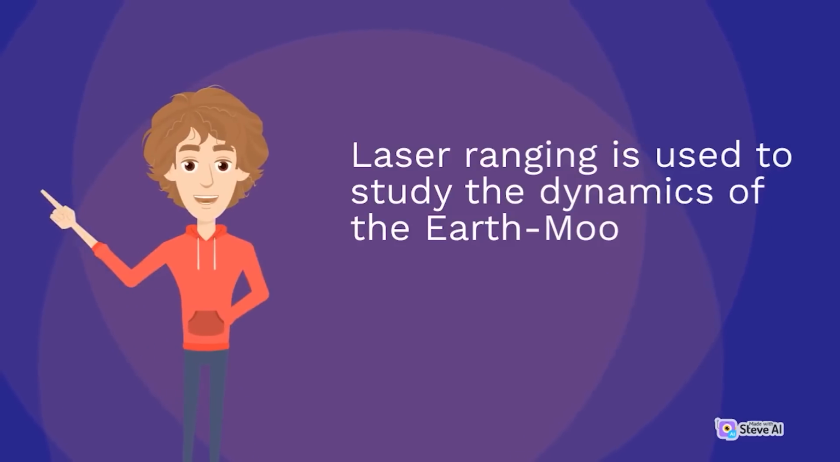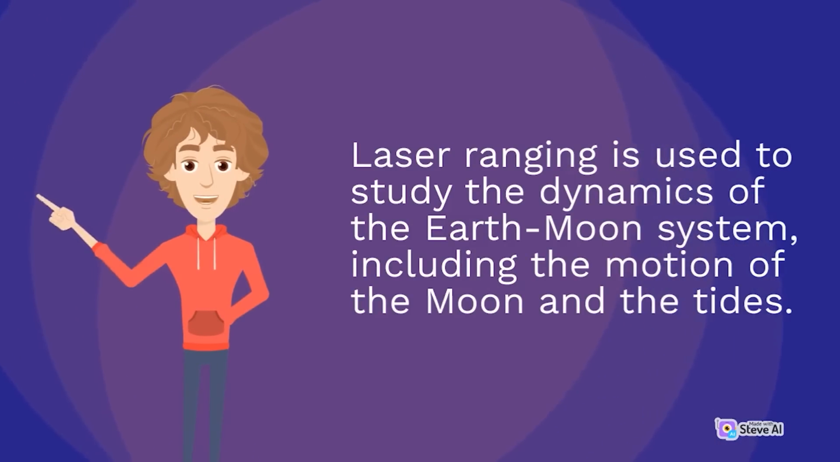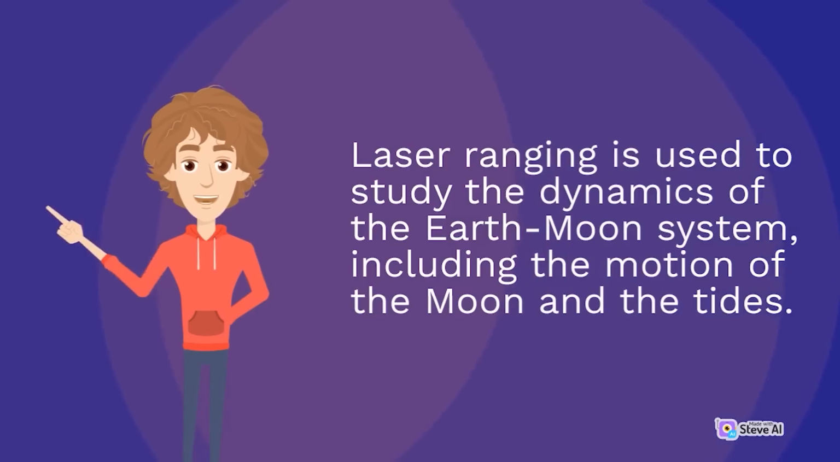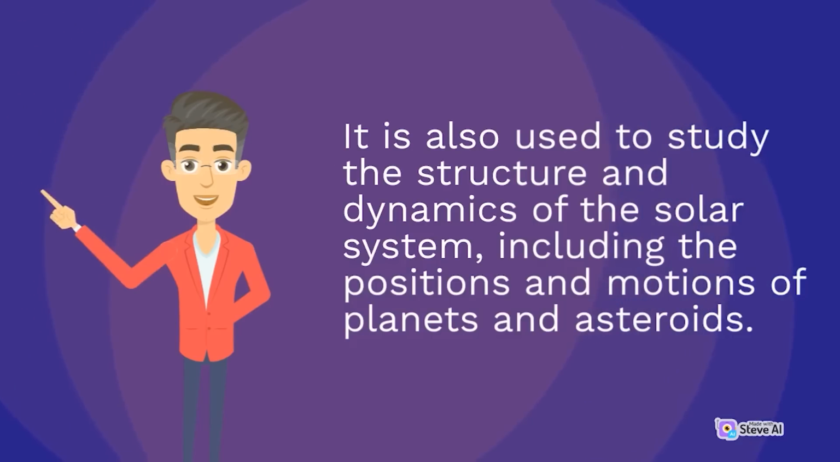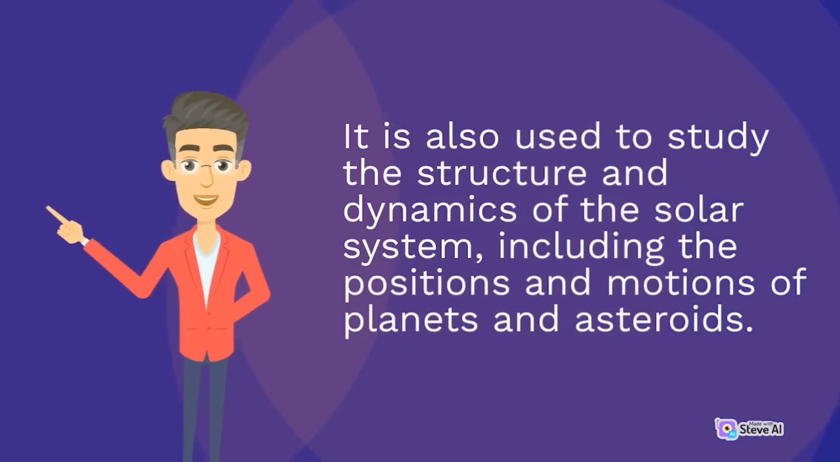Laser ranging is used to study the dynamics of the Earth-Moon system, including the motion of the Moon and the tides. It is also used to study the structure and dynamics of the solar system, including the positions and motions of planets and asteroids.